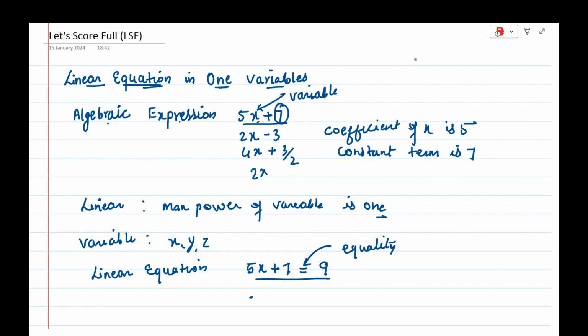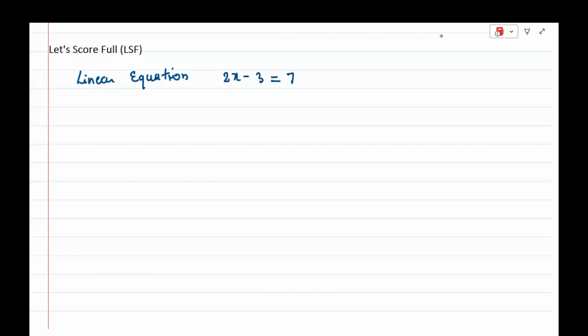Even take one more example. Suppose I say 7y minus 1 is 11. This is again in one variable y and maximum power is 1. So linear equation in one variable. This is one linear equation.